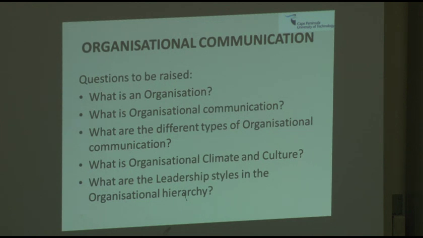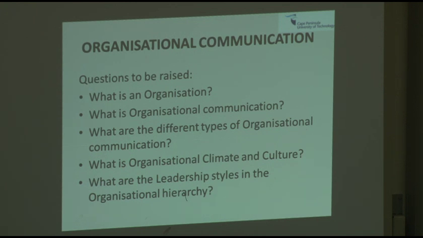Can you remember the questions that we put up at the start of communication theory? What are the elements? What are the models? What are the barriers? And can we answer those now? Yes. So the questions for organizational communication is, firstly, what is an organization? Right, the definition you need to know. Secondly, what is organizational communication? Is it different to normal communication between two people?